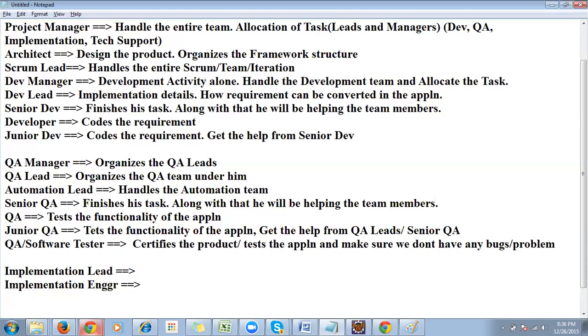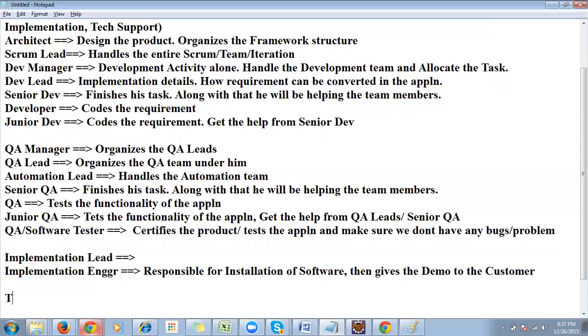Then the implementation engineer will be responsible for the installation of the software, and he is also the one who gives the demo to the customer.